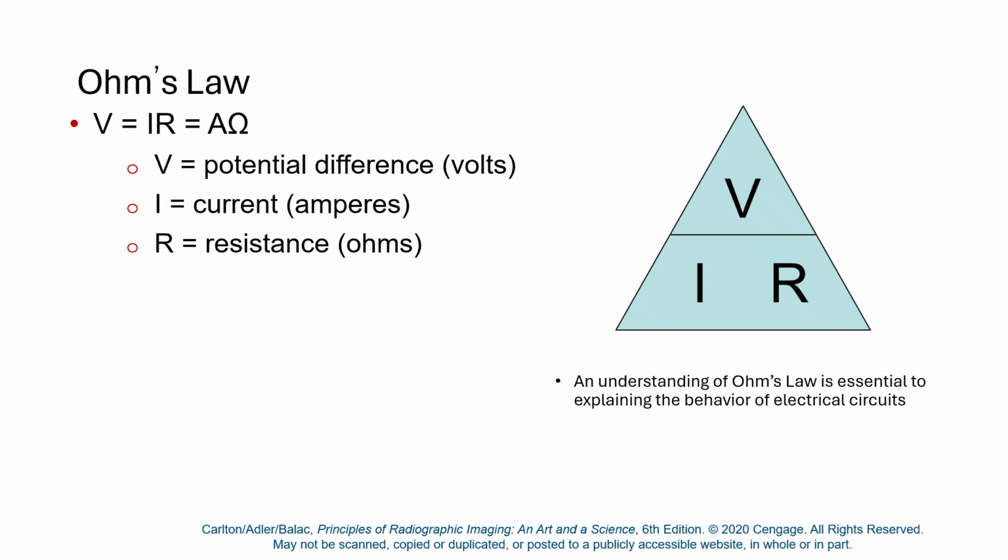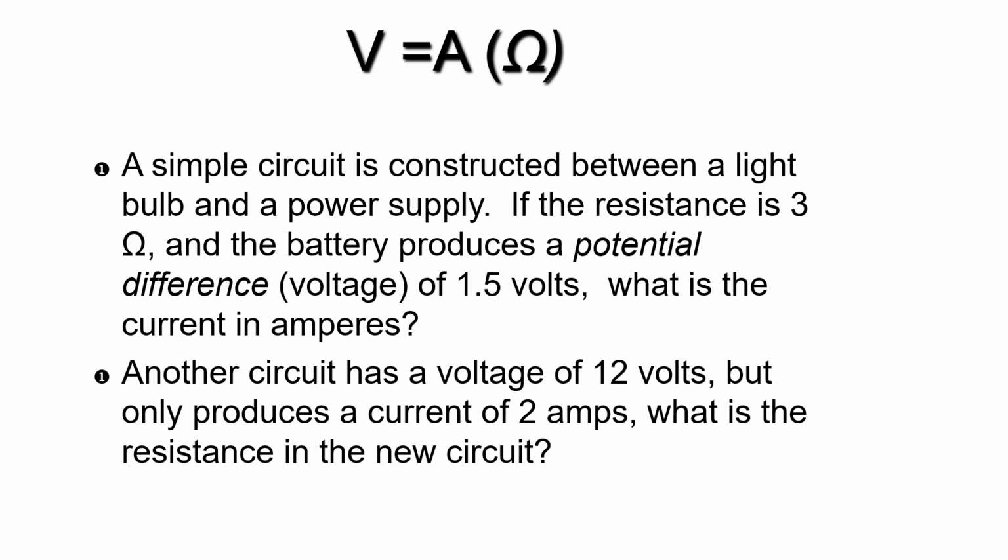Okay. And then triangle notation, so you can cover up any of the unknown variables with your finger, and then you get the equation for how to solve that. So V divided by R gives you current. V divided by current gives you resistance, and then resistance times current gives you voltage. Okay, so this is a math equation, so let's do some math.